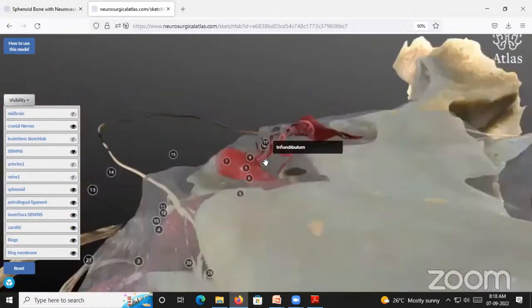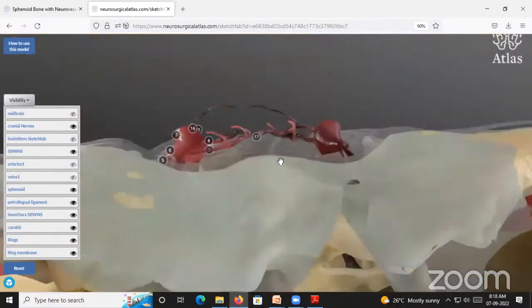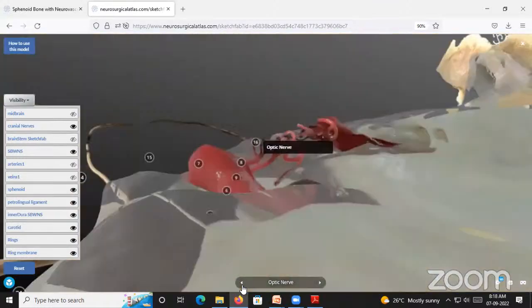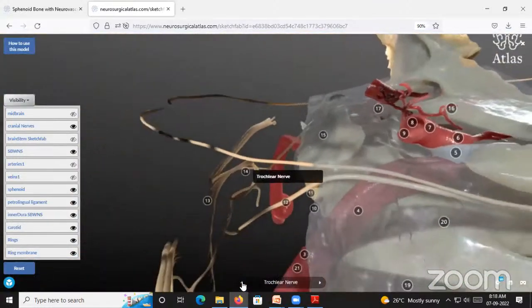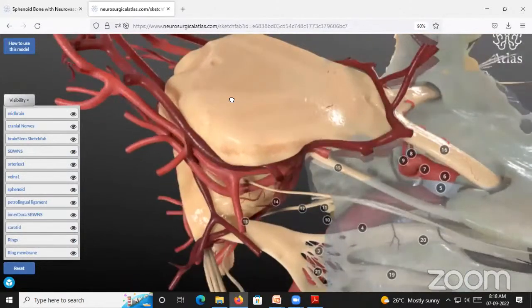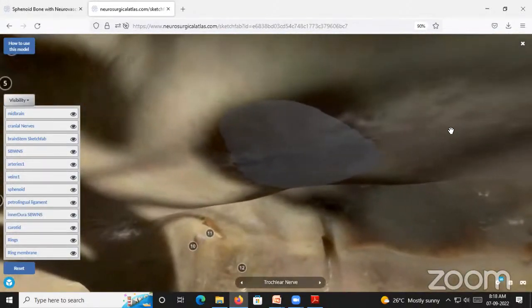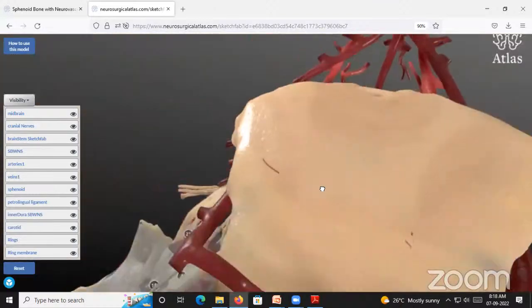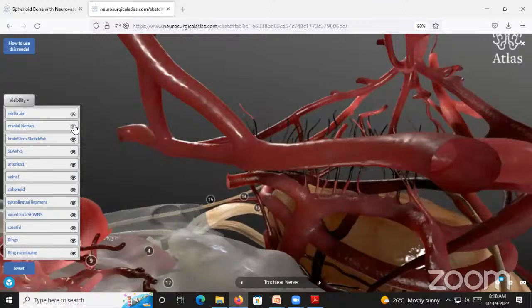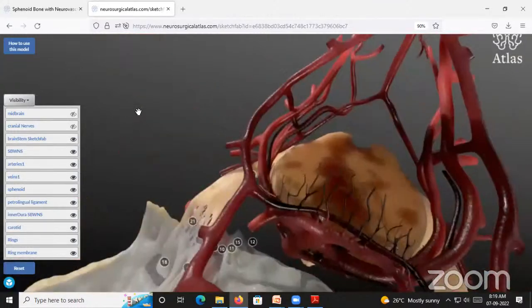So as we can appreciate, zooming issue is happening. Not zoom out.